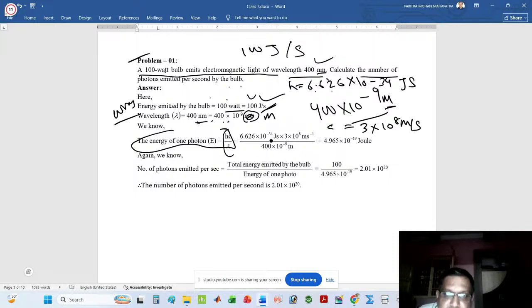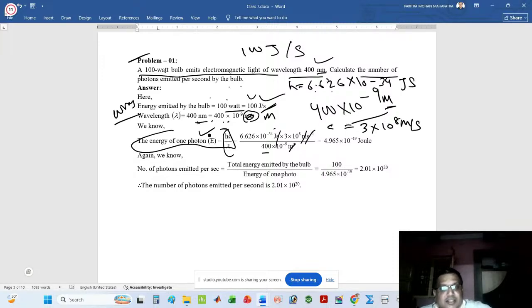So when I put the values, I can write E is equal to, that is the energy of one photon. Energy of one photon is equal to how much? 6.626 into 10 to the minus 34 joule into second into 3 into 10 to the 8 meter per second divided by 400 into 10 to the minus 9 meter. Here we can cancel meter. Here we can cancel second and second inverse.